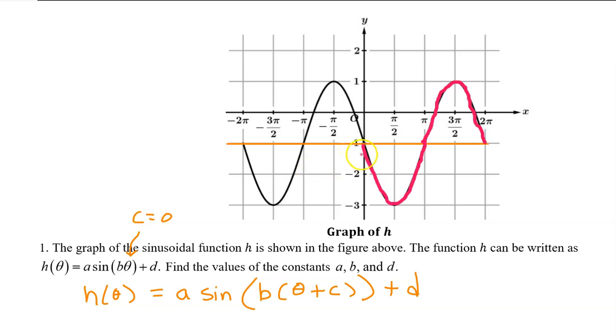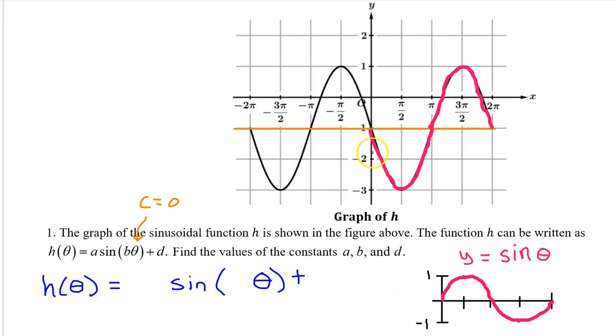That means that one period of this function starts right at theta equals 0, like this. This is upside down compared to the parent function y equals sine theta. That tells us that the a value will be a negative number. Specifically, the a value will be the opposite of the amplitude. The amplitude is the distance from the midline to the highest value. In this case, the amplitude is 2. Therefore, the a value will be negative 2 in this case.